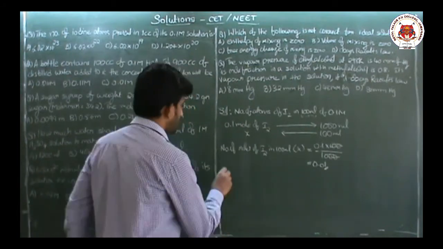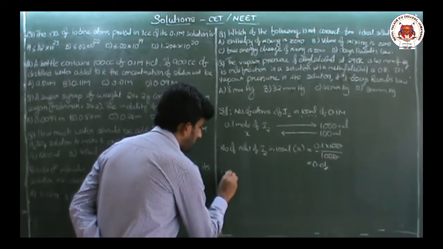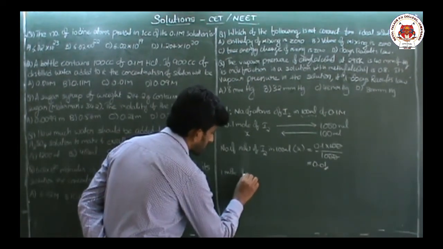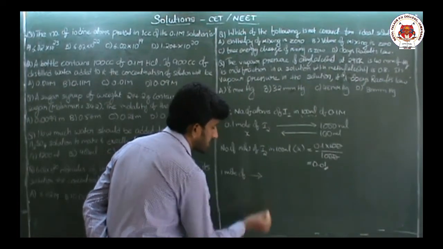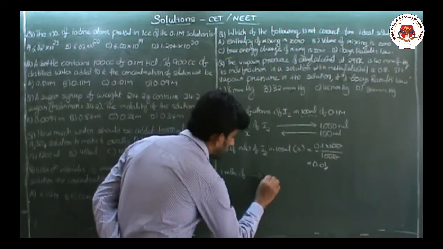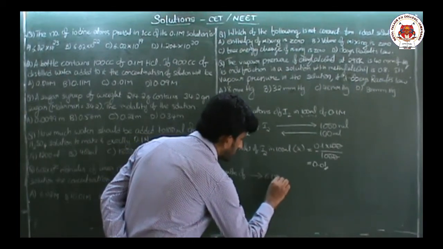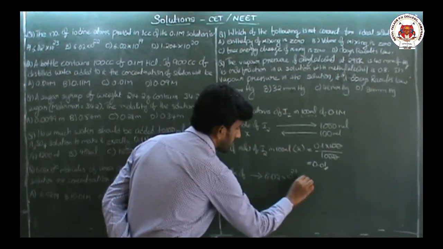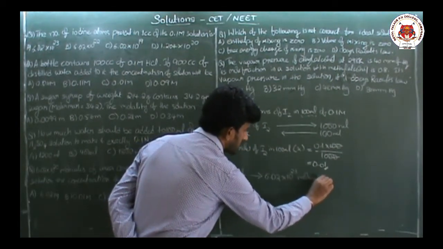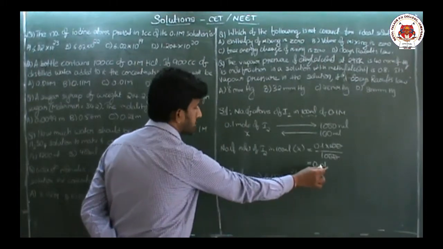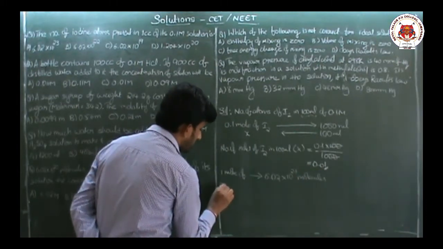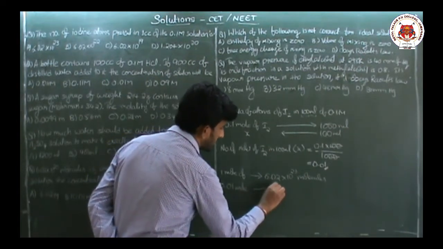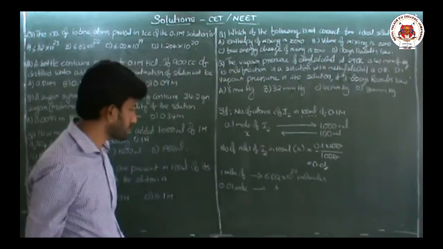Now you know that according to Avogadro's law, 1 mole of any substance contains how many molecules or atoms or ions? It contains Avogadro number, 6.02 into 10 to the power of 23. Here since I2 are there, I am writing iodine molecules. Now how many moles we have? 0.01 moles. Now 0.01 moles of iodine contains how many molecules?